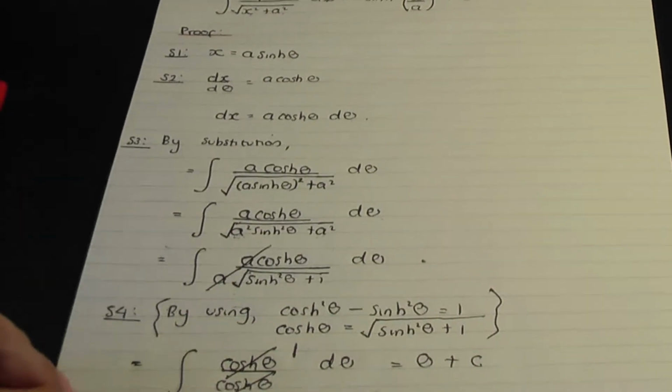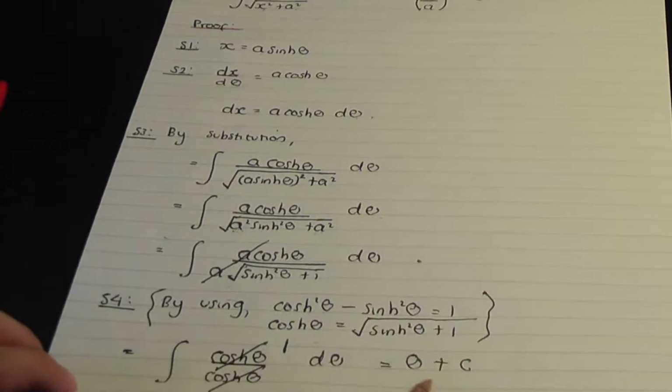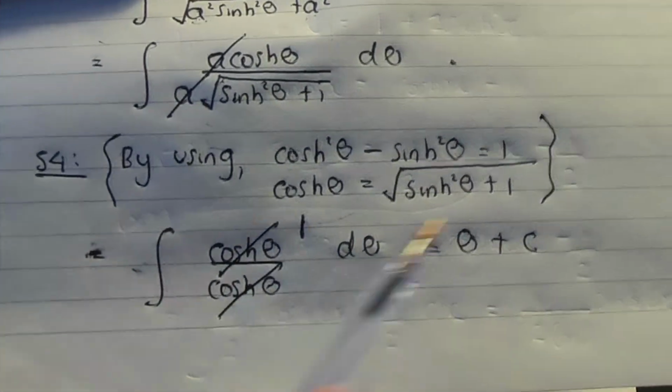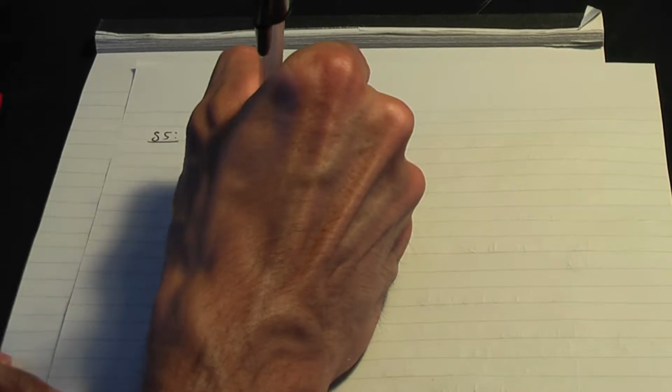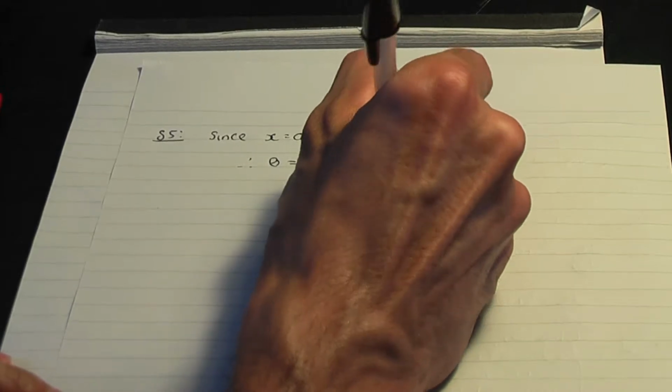Okay, so now remember, we need to write this theta in terms of x, and we write theta in terms of x using the substitution. So that takes us to the last step. So let me continue over here. So let's remind ourselves that was step number 4, the application of the identity, and the last step is step 5. So since x equals a hyperbolic sine theta, when I rearrange, theta will be the inverse hyperbolic sine of x over a.